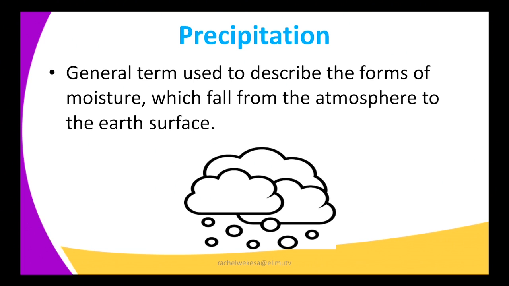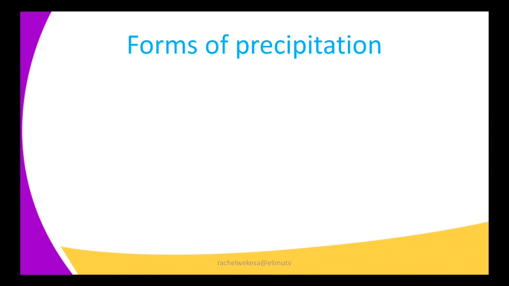We look at precipitation. So precipitation is a general term used to describe the forms of moisture which fall from the atmosphere of the earth. So precipitation is also called rainfall. This is another word that we all know. Rainfall, we have all seen rain in forms of thunder, hail, and ice. We go to the forms of precipitation.